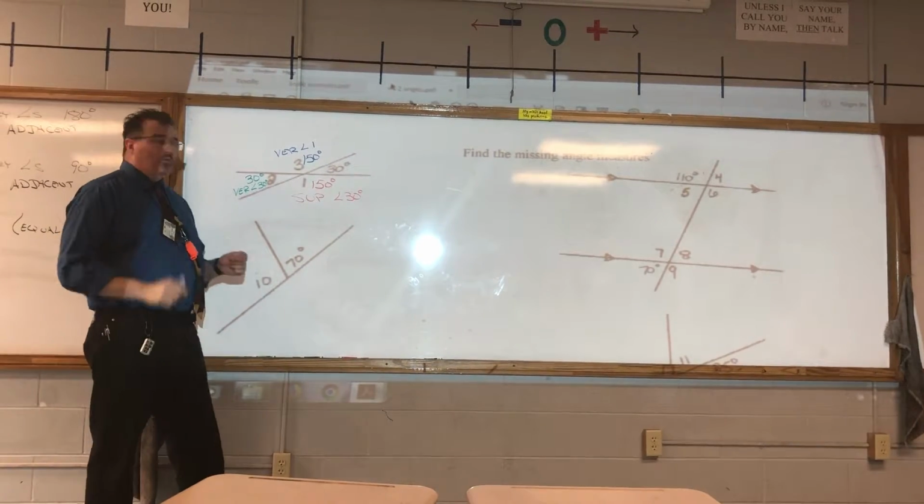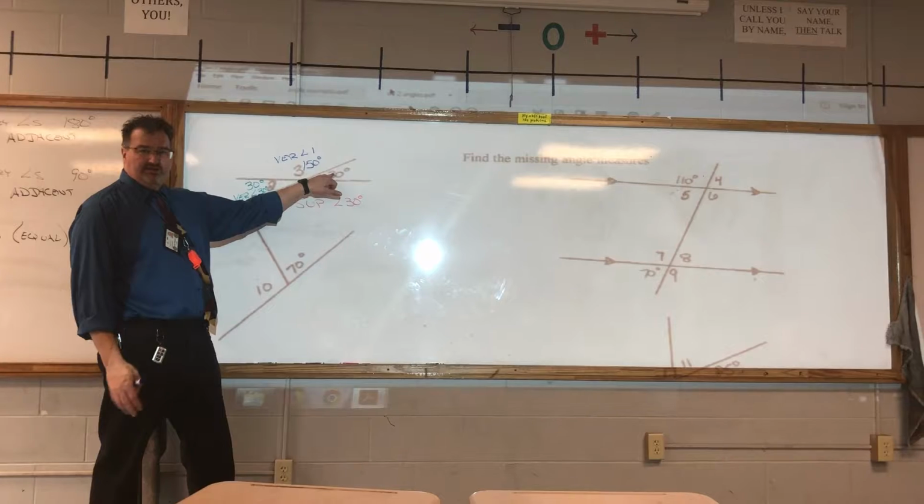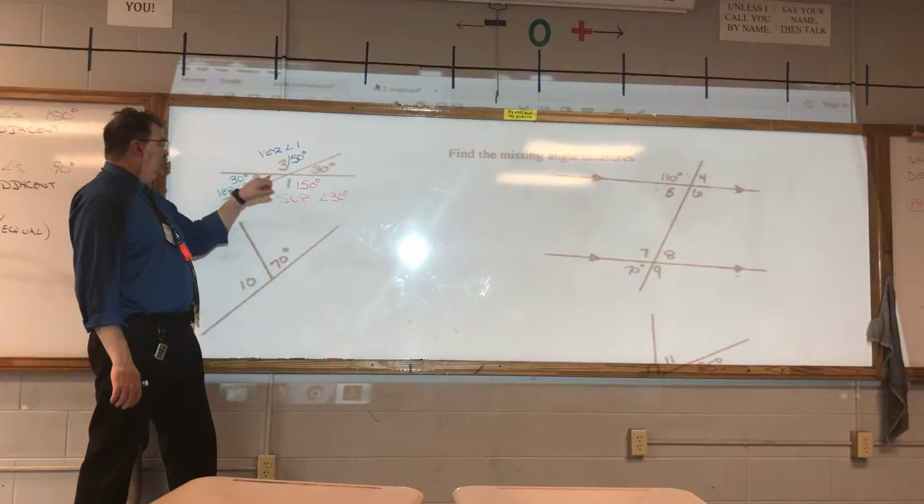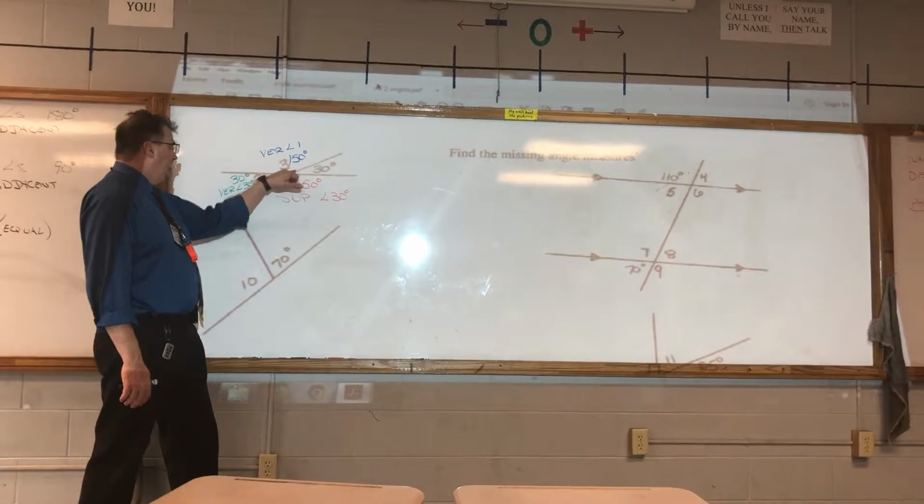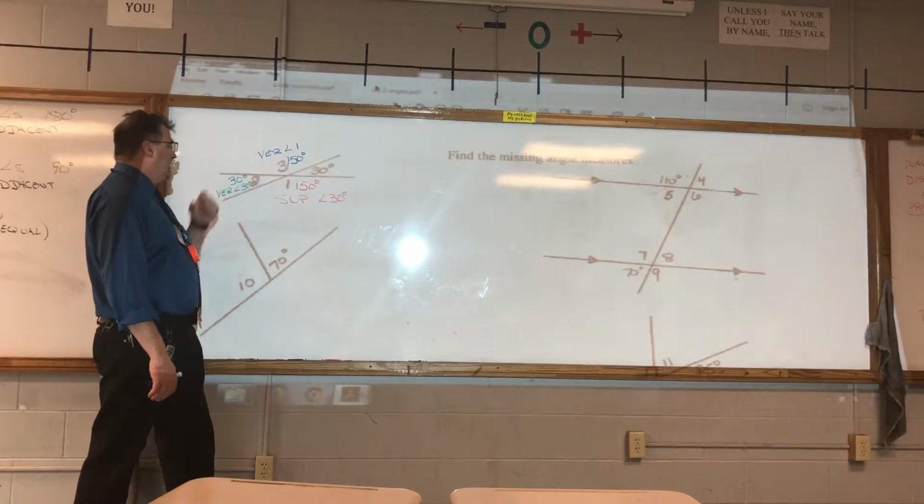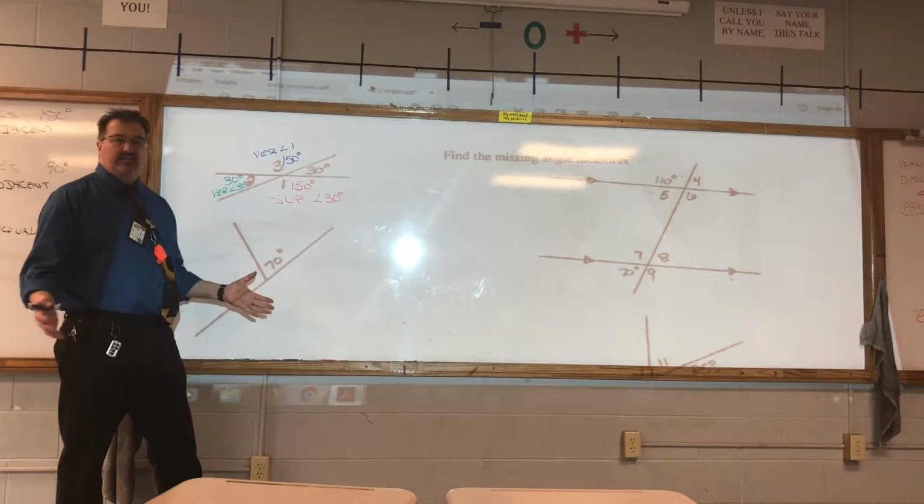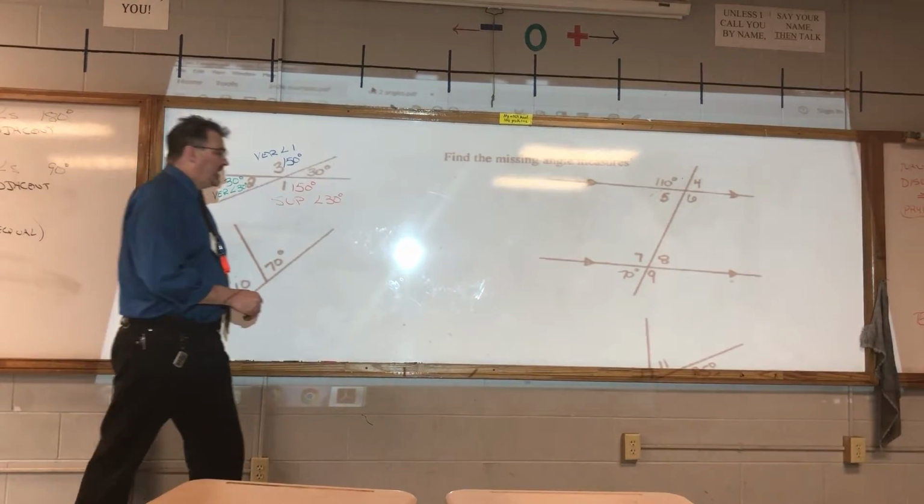It is also supplementary to the 30 degrees, so I could do 180 minus 30 and get my 150. It is also supplementary to angle 2. So again, I could do 180 minus 30 is 150. So that takes care of those. Okay?